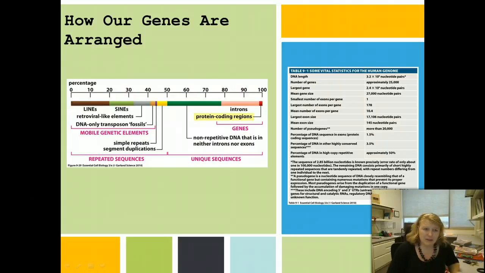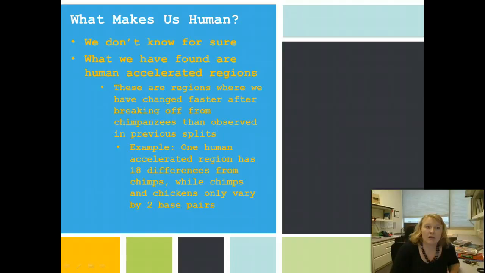And about half of our genome is repeated sequences. So this is still a big growing area of research. If it's something you're interested in, I highly encourage you to explore this as an option for your research in your upper division classes or even graduate school, because we still don't understand what a lot of this is. And as I said, we don't know what it means and how it makes us human.